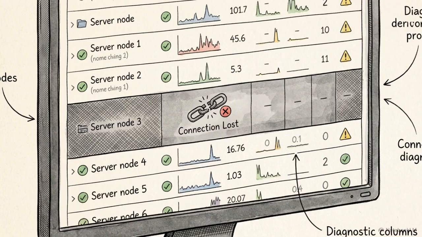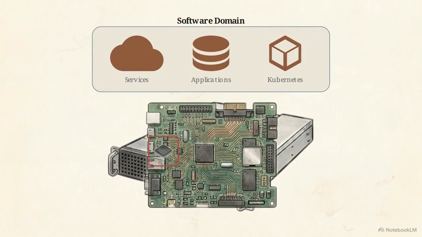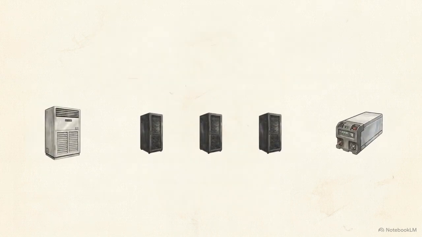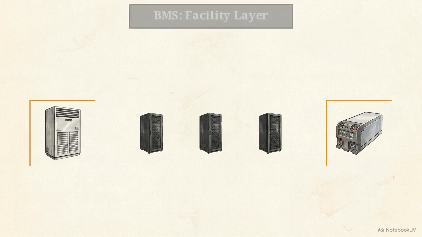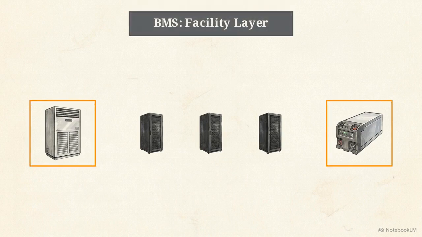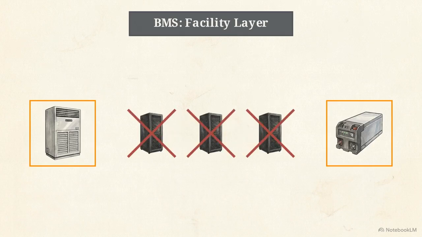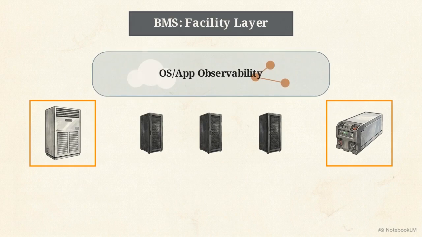Relying solely on software-level agents creates a massive operational blind spot. True full-stack visibility requires the integration of out-of-band hardware telemetry. To understand where this data lives, we look first at the macro level. The Building Management System, or BMS, tracks the facility infrastructure. While the BMS monitors the room's cooling and power arrays, it cannot see inside the individual server chassis.